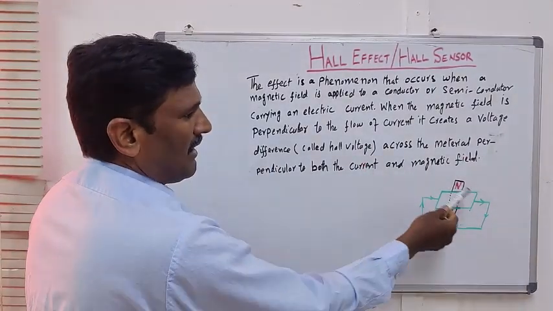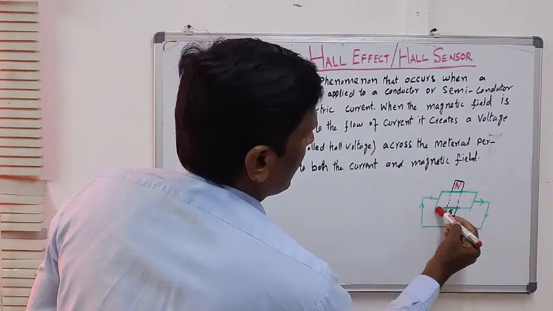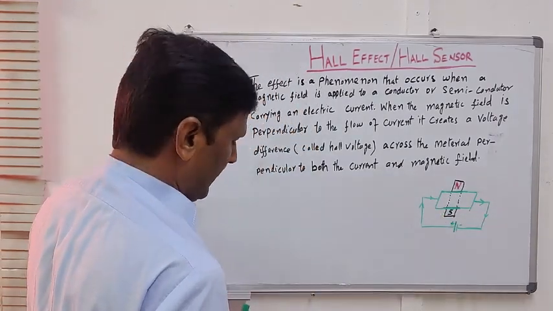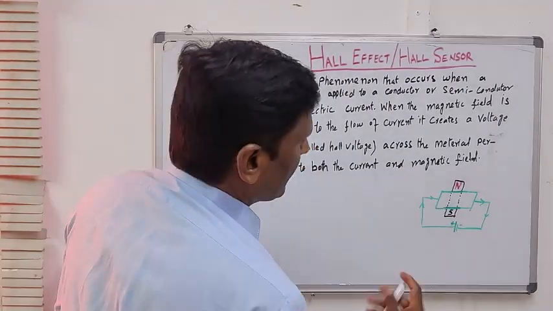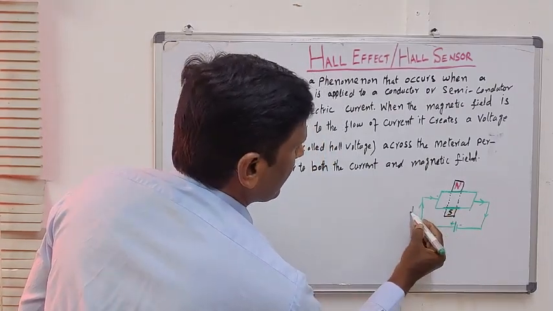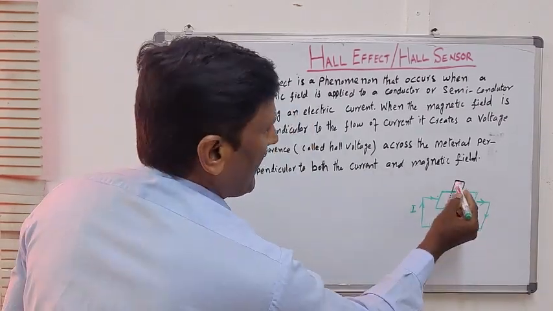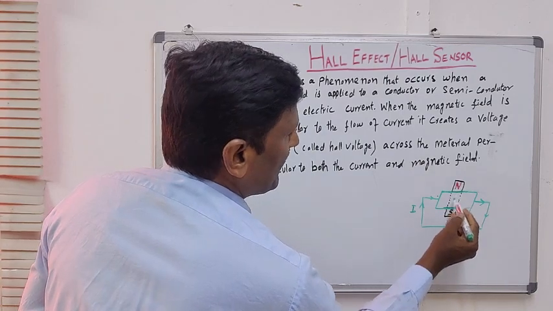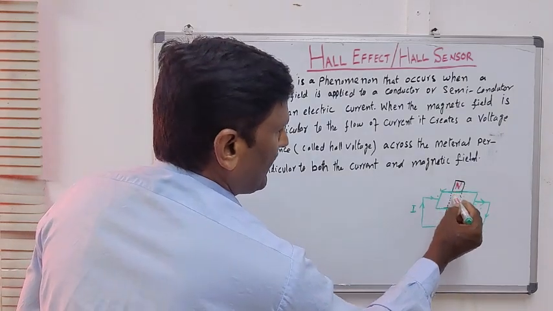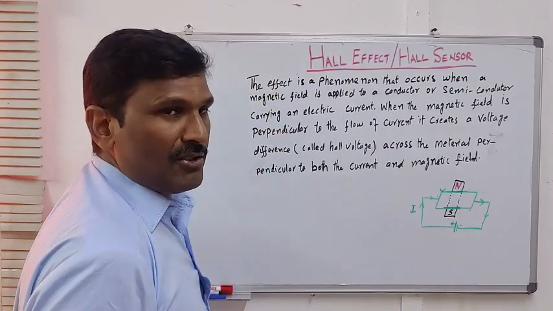Suppose I have made a diagram here, so you can see it easily. Suppose this is a conductor or semiconductor, this rectangular strip, and I have applied a DC voltage to this conductor. What happens? Current I is passing through this conductor. Then I put a magnet perpendicular to this strip. So when this magnet is applied perpendicular to this conductor, what happens here?